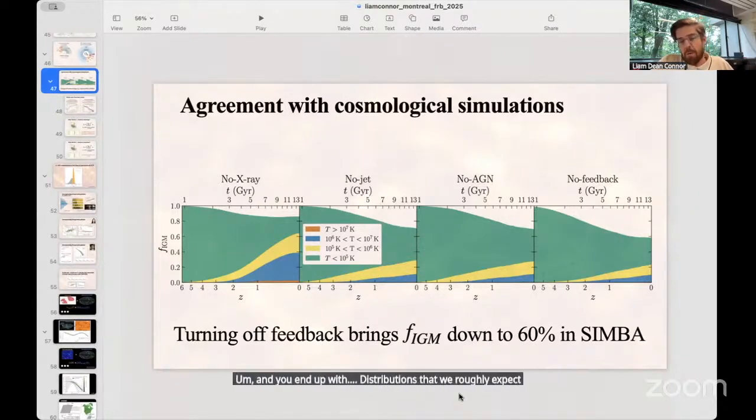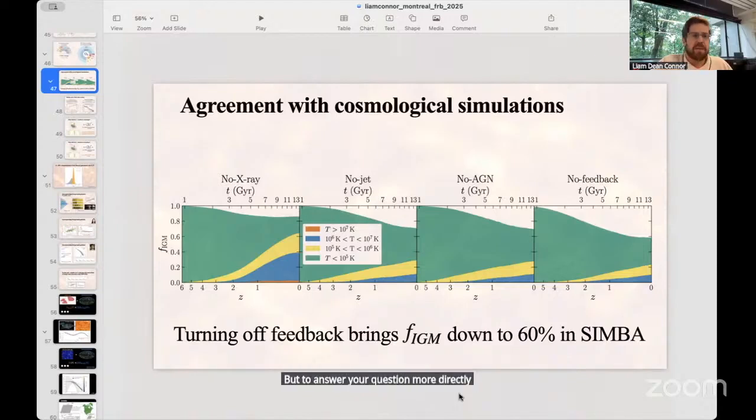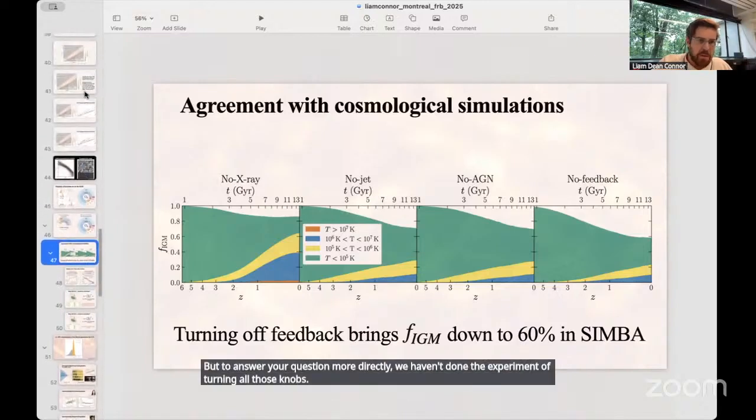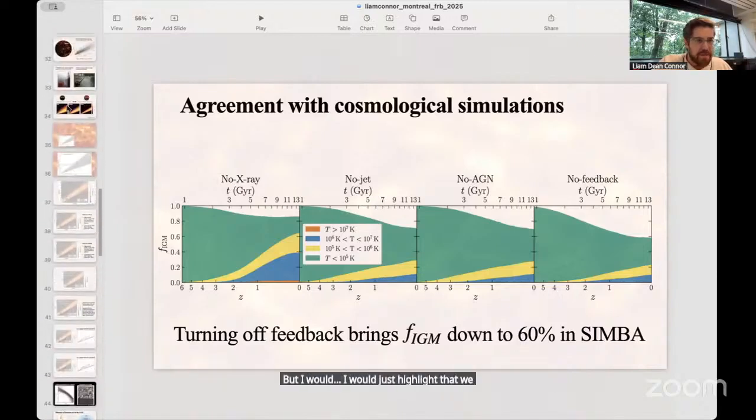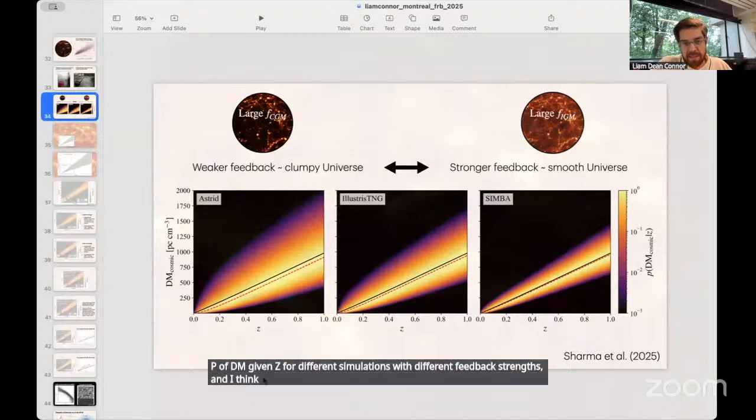What we really need to do is do this in a simulation suite where you can turn all the knobs that you care about, where the volume is large enough that you can trust the cosmology. So something like CAMELS 50 or Flamingo. But to answer your question more directly, we haven't done the experiment of turning all those knobs. But I would just highlight that we have P of DM given z for different simulations with different feedback strengths. And I think our data sit in between TNG and SIMBA.